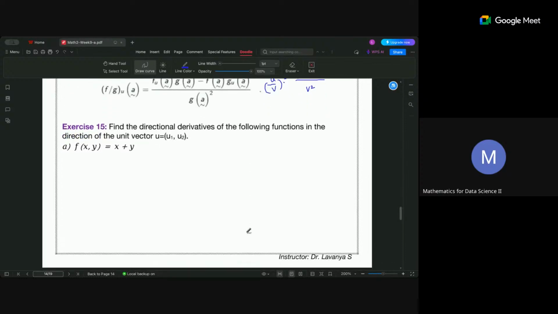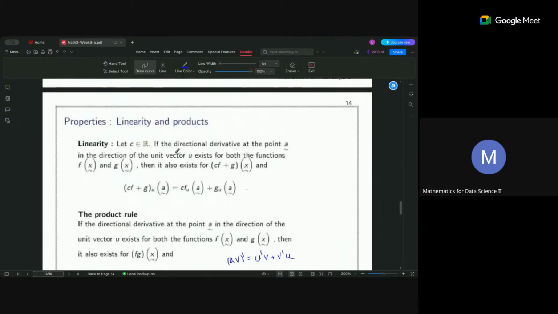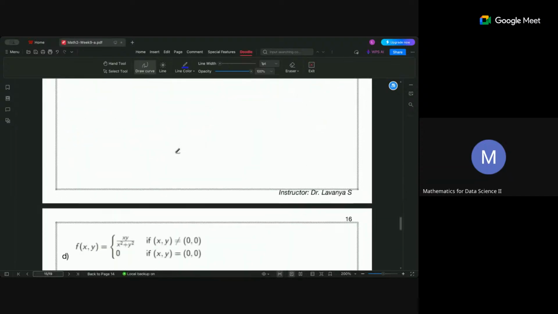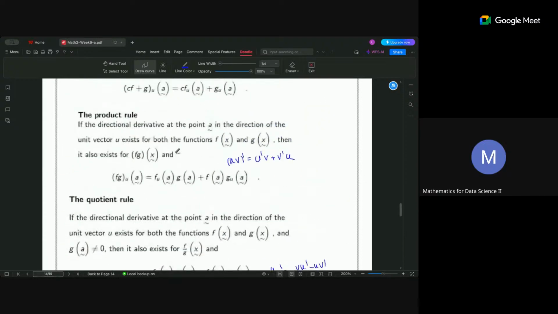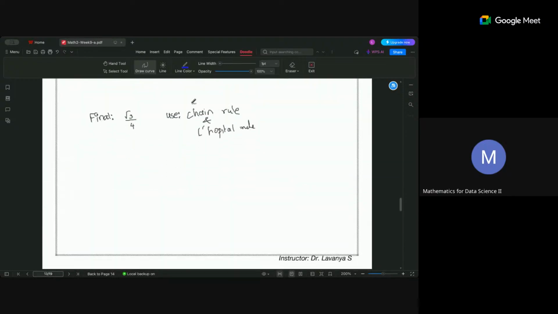So now we have some problems here. Find the directional derivatives of the following functions in the direction of the unit vector. Can we do the same without using the limits? How can we do this without using limits? Partial derivatives? Yes, but we have not yet seen how to use partial derivatives. There is one method which I am going to tell you now. I should have given space to explain that method here. Okay, here I have space.